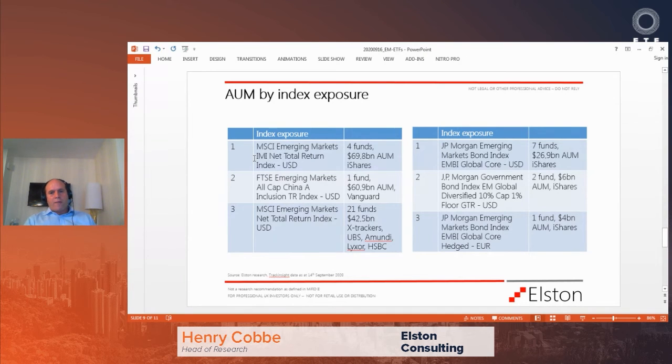On the bond side, if we look at the index exposure, again, the largest is the JP Morgan EM Bonds Index as a core. 7 funds, predominantly iShares, 27 billion of assets tracking that one. Next down by exposure is the EM Global Diversified with some caps. And again, that's another iShares, 6 billion. And the third one after that is, again, a core Euro hedged index with 4 billion of assets.